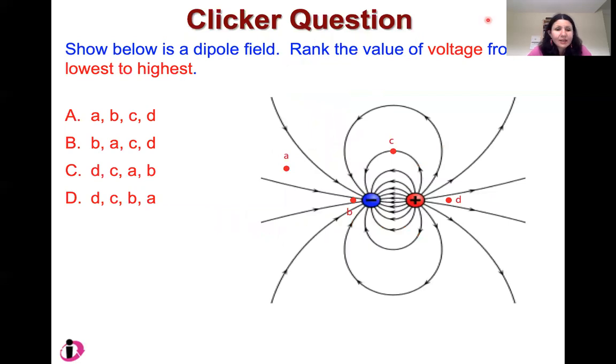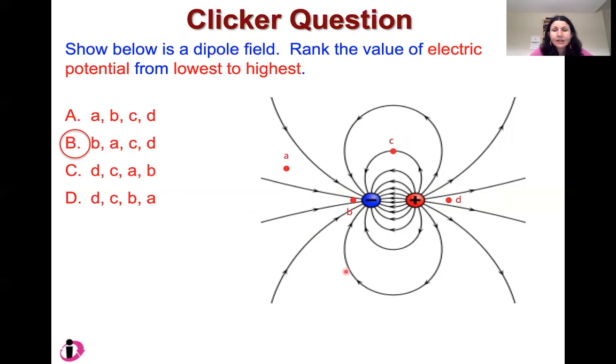All right, we've talked about electric fields. Now I want you to think about what the equipotential lines look like for a dipole. I'm asking you to rank the values of voltage given this dipole. We have a positive side here and negative here. Again, field lines go from positive to negative, and I'm showing you these different points in space. Where is the voltage highest versus lowest? Remember, voltage can be positive or negative. It turns out to be B.